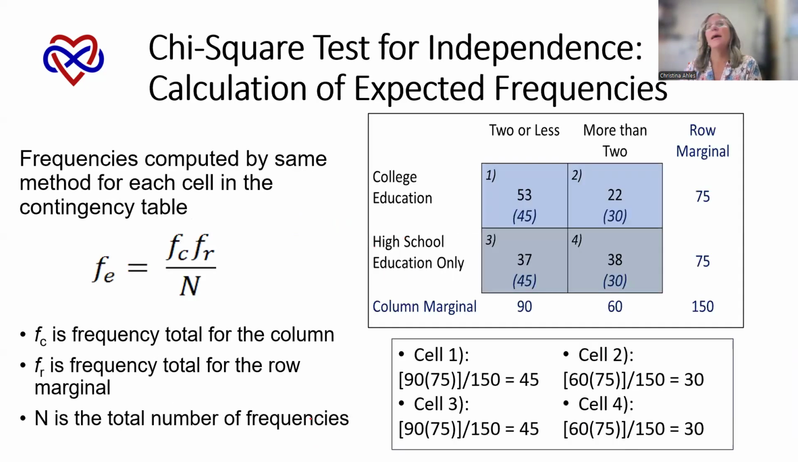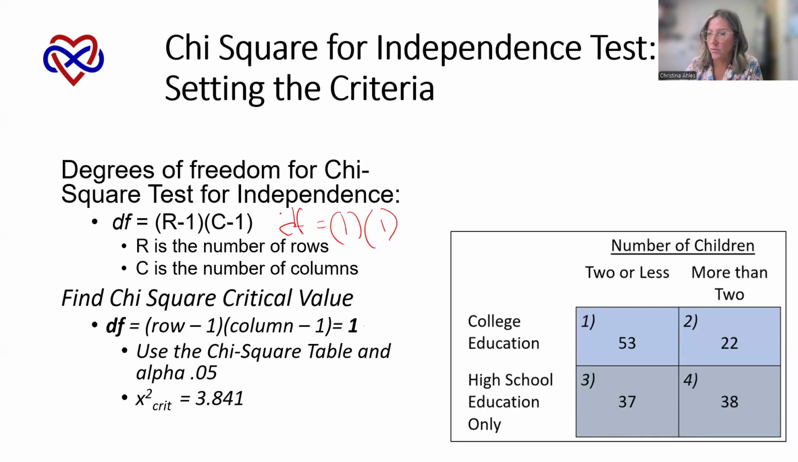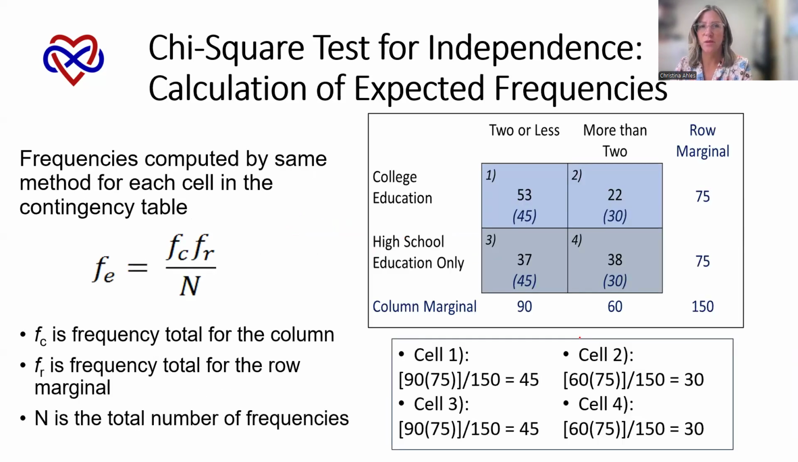So let's take a look at how we get our expected frequencies. These frequencies here, the ones that you already see, like 53, 37, 22, and 38, are our observed frequencies for the 4 different cells, but we need to come up with our expected frequencies. To do that, we have to get our row marginals and our column marginals.